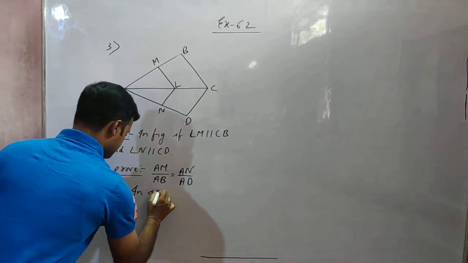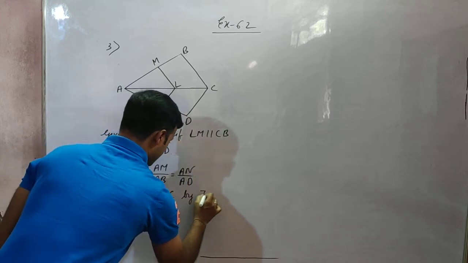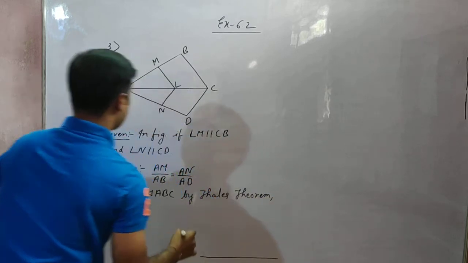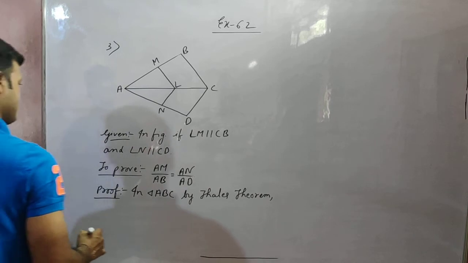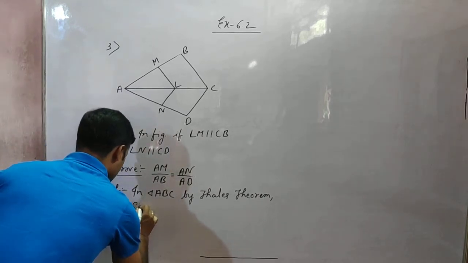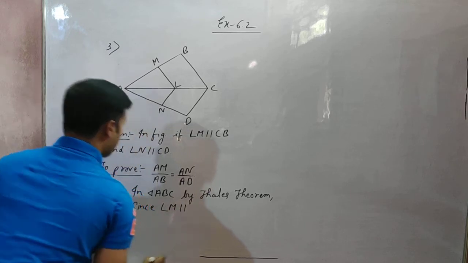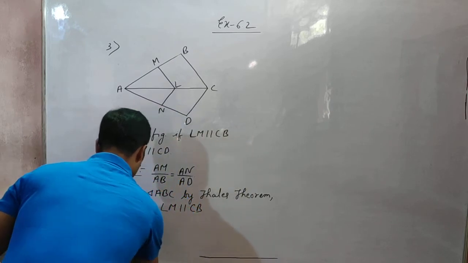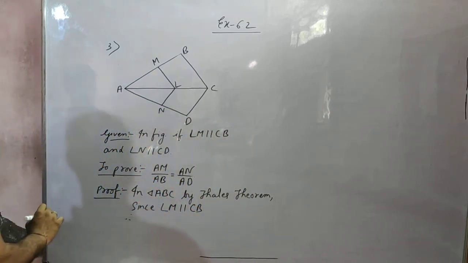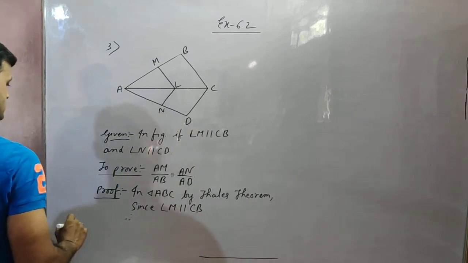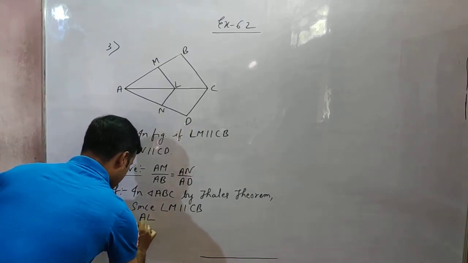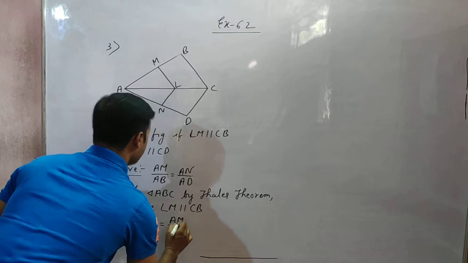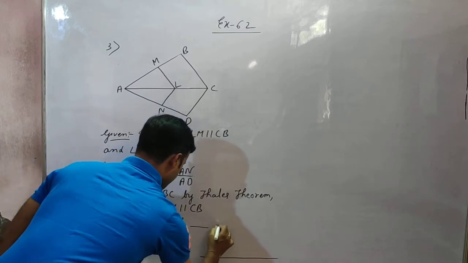In triangle ABC, by Thales theorem, since LM is parallel to CB, therefore AL by LC is equal to AM by MB. Mark it number 1.